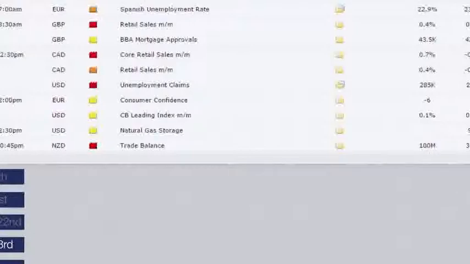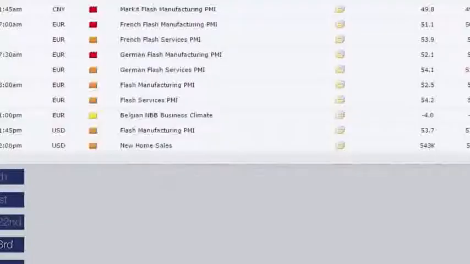I think this data point will be overshadowed by what happens on Wednesday, to be perfectly honest. So we want to keep all eyes on Wednesday. And I think what happens on Wednesday could set the tone for the rest of the week. So that's what you want to be paying most attention to rather than this individual data point this week.